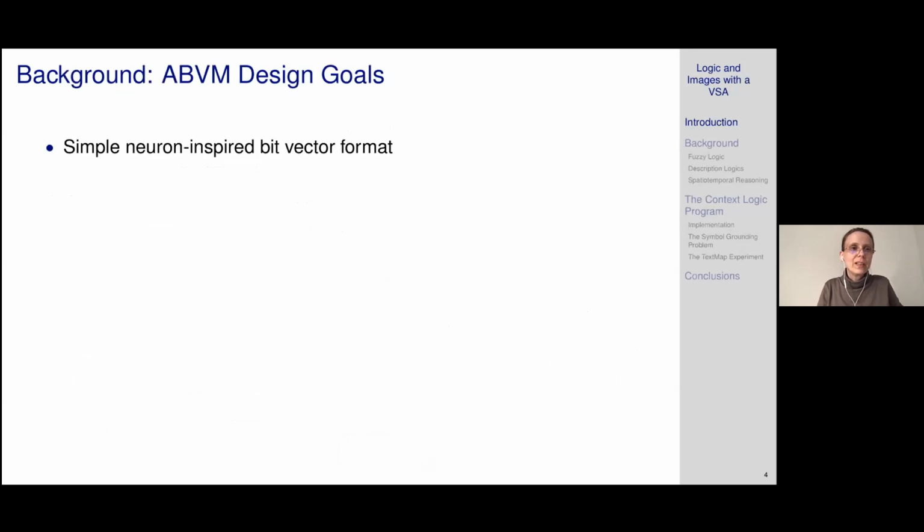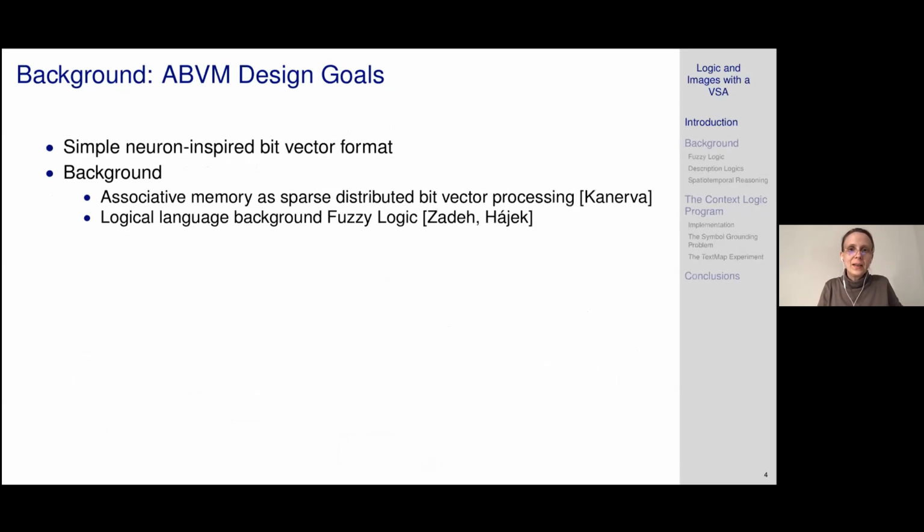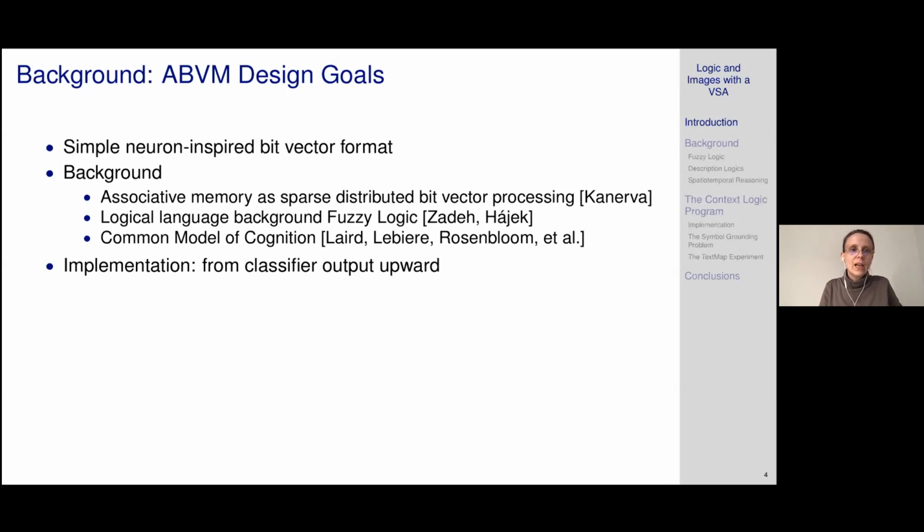So background, I'm starting from the simple neuron-inspired bit vector format. Of course, this is VSA. And then as an addition, I've been looking into fuzzy logic as another source, and some other logics too. And then otherwise, I'm trying to be quite standard. So there is associative memory, specific perception circuitry. I'm not talking about that portion. So the implemented system comes from classifiers, classifier output upward, and from reasoning downward to perception or control.